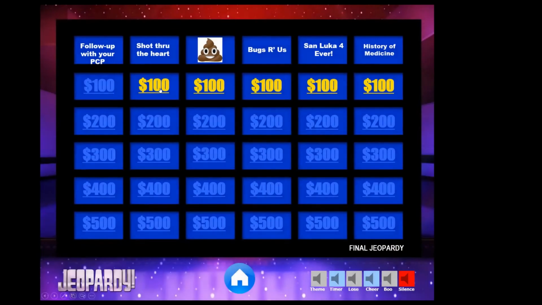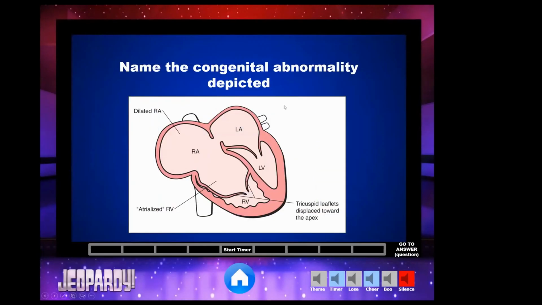All right, shot through the heart. Name the congenital abnormality depicted here. That's atrialization of the right ventricle. That's Epstein's anomaly. Okay, so lots of people said it. Who said it first? Did anybody notice? I said atrialization of the right ventricle, but he was explaining it. I think I said the name first. Yeah, I think Connor said the name first. You said atrialization of the right ventricle, but I heard Connor say the name first, so that goes to Connor's team.